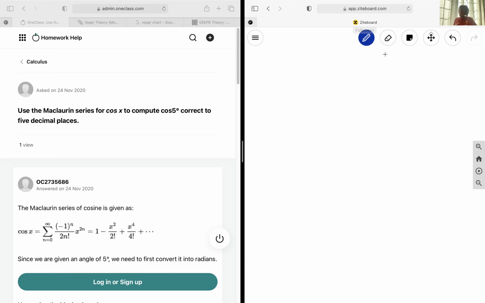Okay, next up we want to find the Maclaurin series for cos x to compute cos of 5 degrees, correct to 5 decimal places. So let's write the general formula for the Maclaurin series, and that is the summation from n equal to 0 to infinity of the function once you take the derivative to the nth degree, evaluated at 0 over n factorial multiplied by x to the power of n. And so in our case, we have f of x is equal to cos x, right?